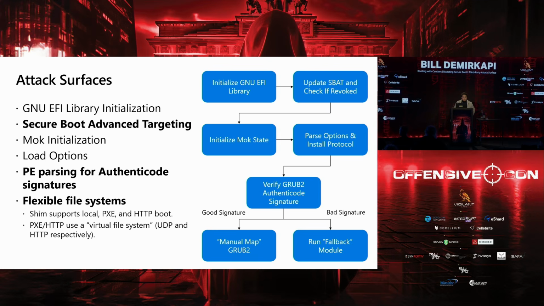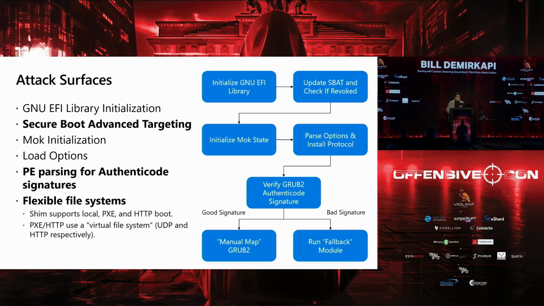Now, there were a couple of things that I really wanted to look at. Number one is Secure Boot Advanced Targeting. SBAT is CSV format. So I was wondering, if I tried to load a malicious image and SBAT was parsed, is there an attack surface there for me to fuzz? Some of the areas I didn't look at include the library initialization, mock initializations, and the load options. I also looked at authenticode signatures and the PE parsing. I felt like that was ripe for attack.